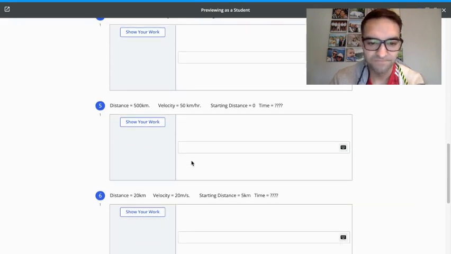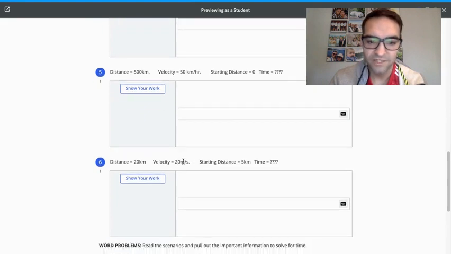So that's good. And here's a tricky one. Our answer will be in seconds, but this is kilometers and this is meters. So we have to figure out how we can convert our kilometers to meters. If we remember from our first week, 1 kilometer is 1,000 meters. So 20 times 1,000 will help you get that answer. And then you want to do the same for your starting distance.